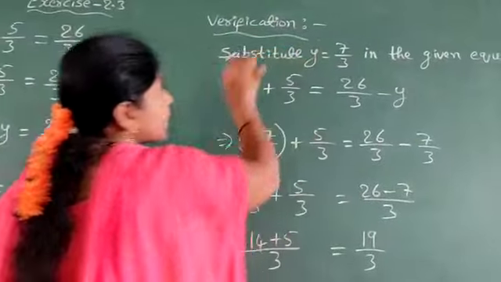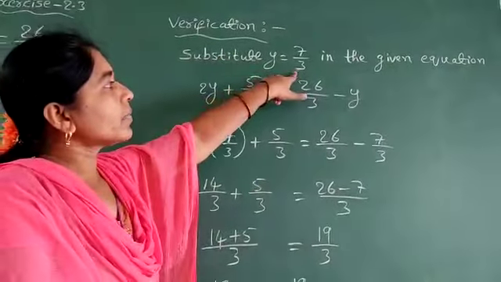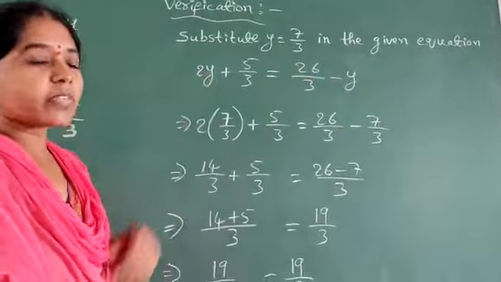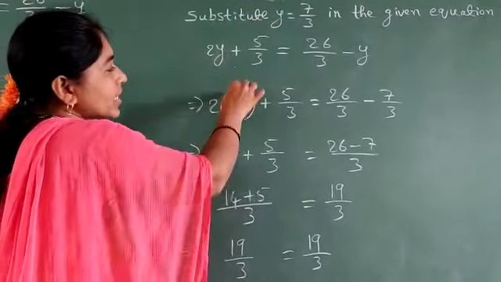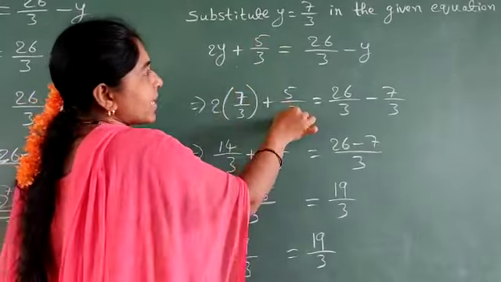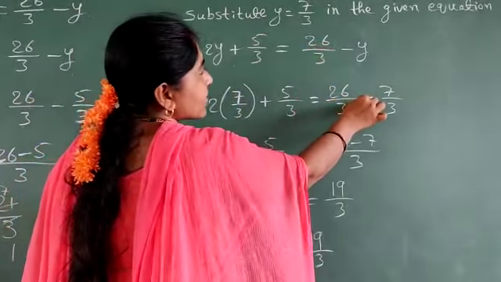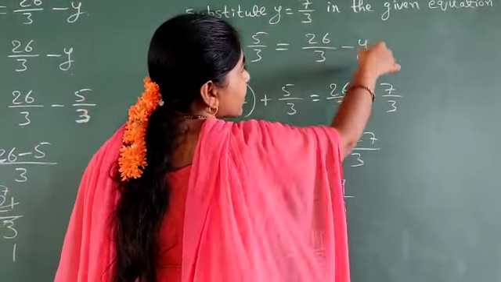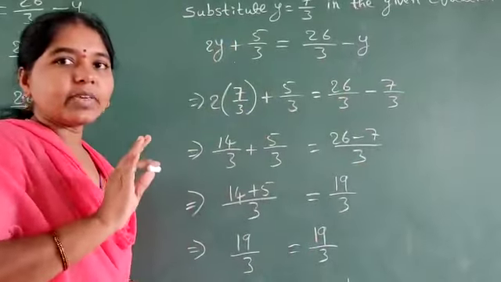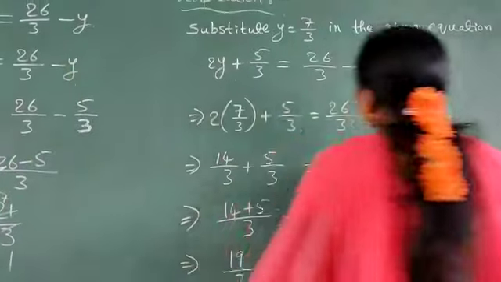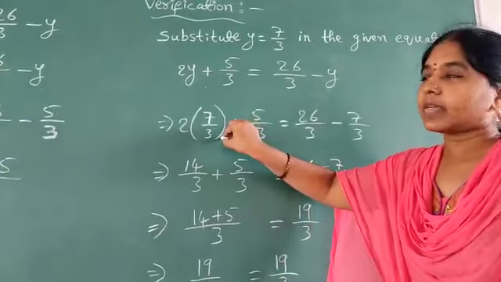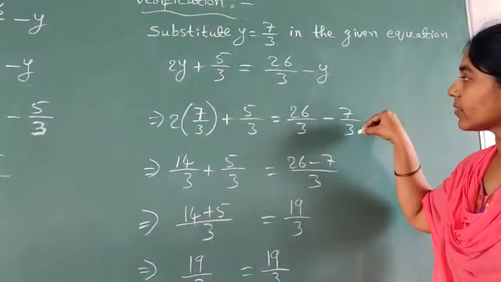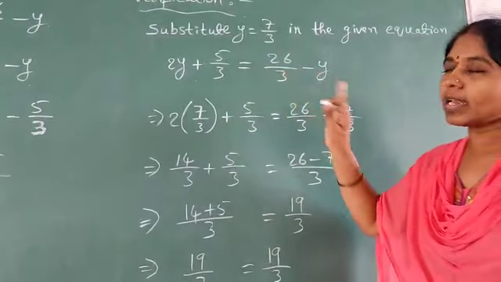Substitute y is equal to 7 by 3 in the given equation. Which is your given equation? This is our question. In this, in place of y, if you put 7 by 3, plus 5 by 3 as it is, 26 by 3 as it is, children, minus y. In the place of y, 7 by 3 we have to substitute. Okay? Understood? 2 as it is, in the place of y 7 by 3. Here also in the place of y 7 by 3. Remaining all as it is.